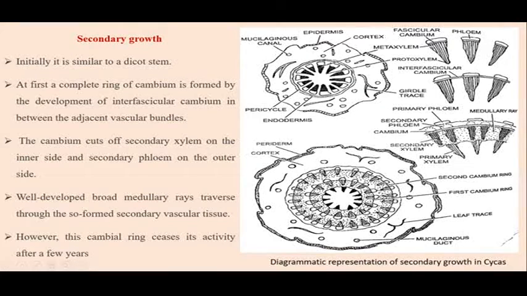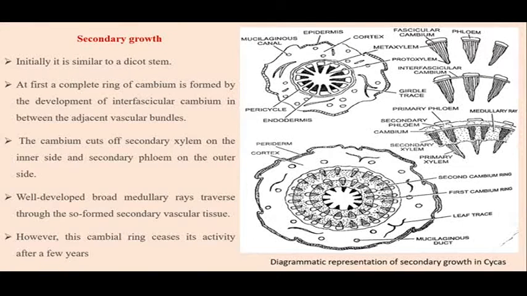the secondary phloem. So here we can see at first a complete ring of cambium is formed by the development of interfascicular cambium in between the adjacent vascular bundles. The cambium cuts off secondary xylem on the inner side and secondary phloem on the outer side. This cambium also forms well-developed broad medullary rays which traverse through the so formed secondary vascular tissue.